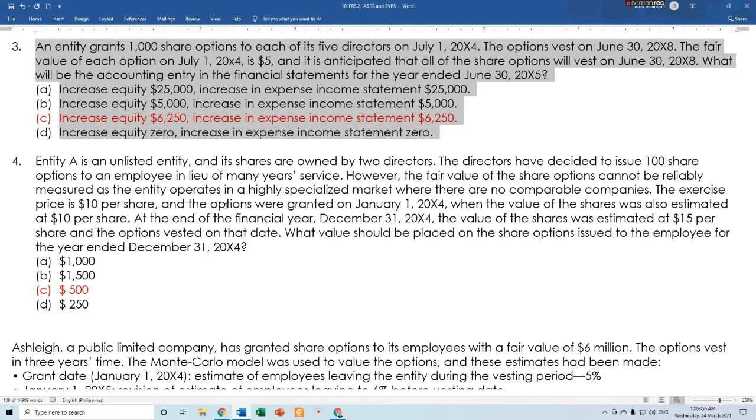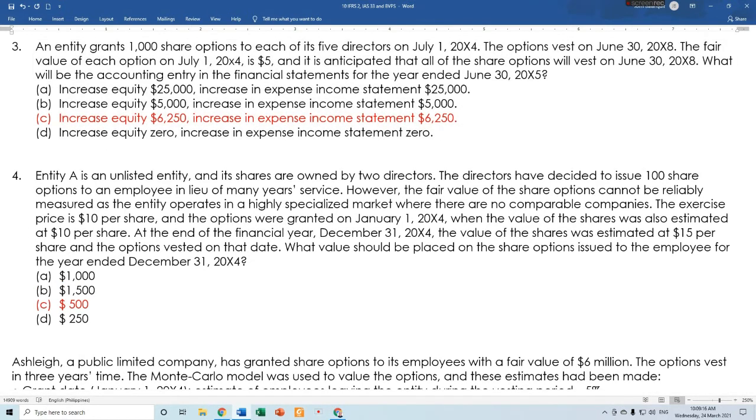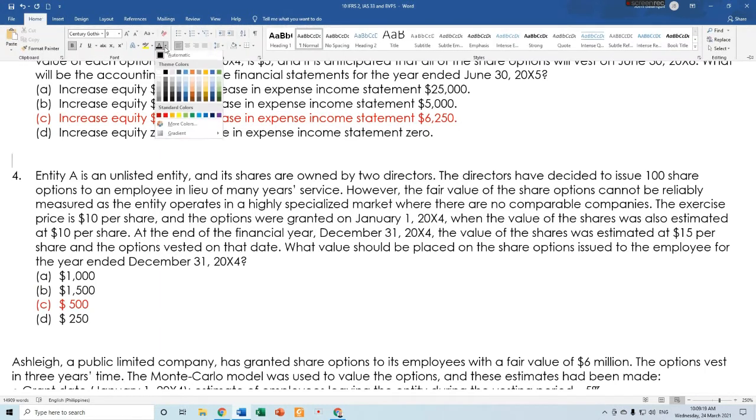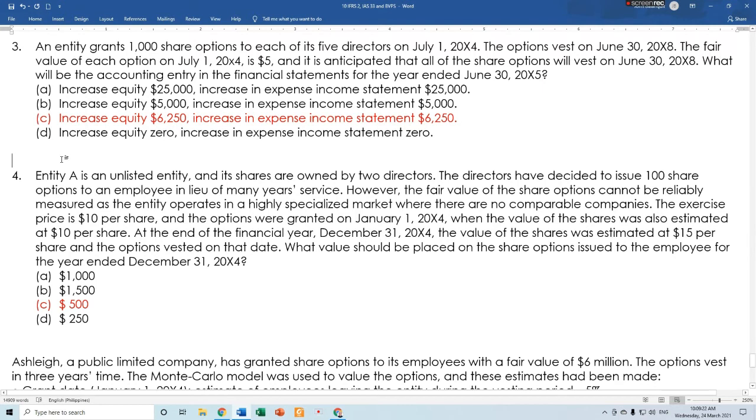Or basically, this is after 1 year, no? Okay, after 1 year. So that's going to be 1,000 share options, tapos 5 directors, so that's going to be 5,000, okay? Tapos $5, so lagay na lang natin dito yung computation natin. 1,000 share options, multiply natin ng 5 employees, multiply ulit natin ng $5. So that's equal to 5,000 times 5. So that's going to be 25,000.